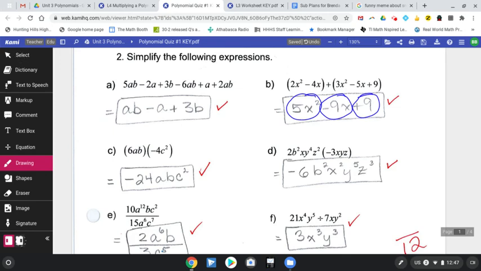Uh-oh, what have I done? I think I have to pause for a moment. Back in a bit.